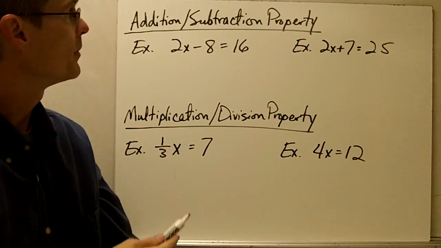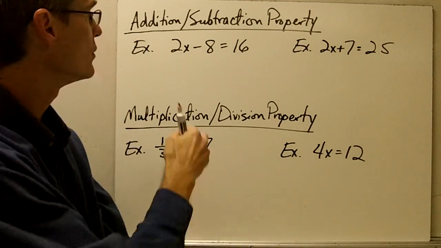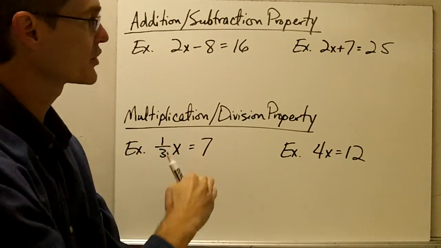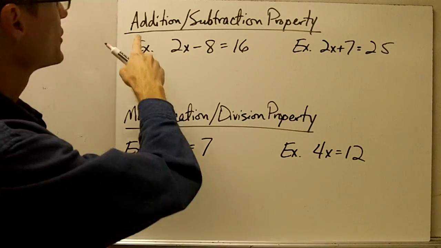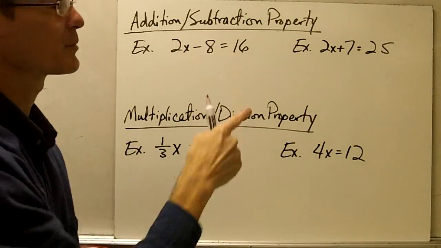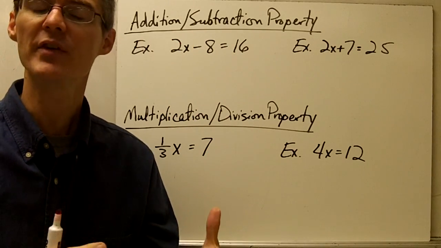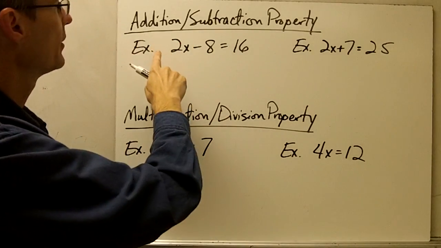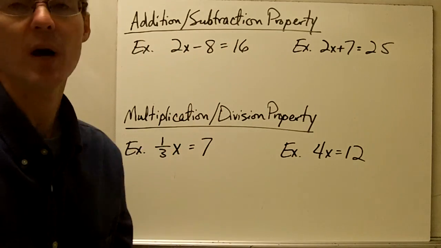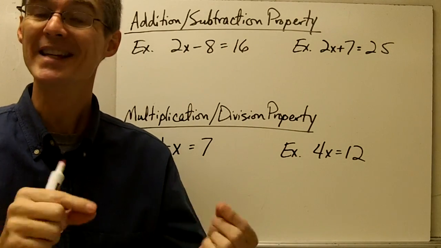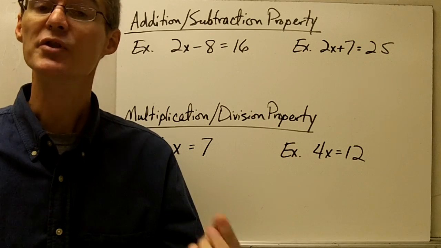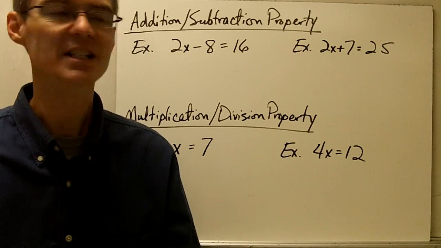Now we're going to look at some properties of equality that we use most often when we're solving algebraic equations. So for example, the addition or subtraction property, this is actually two different properties, but they're very similar, so we talk about them together. The addition property is just the property that you've used when solving equations. Anytime you add the same thing to both sides of an equation, you're using the addition property.